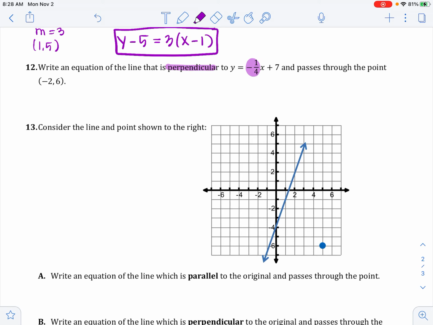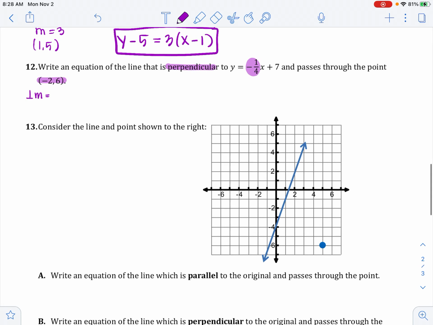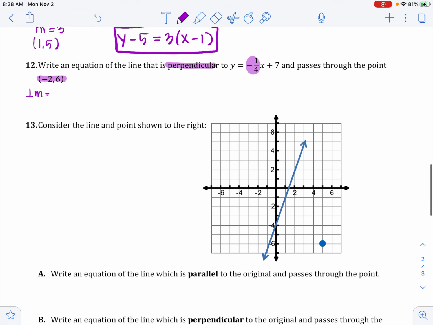Next one, write an equation that is perpendicular to this line. I know the slope is -1/4, passes through this point, -2, 6. So I'm not going to rewrite my point down. It's right there, but I will say that I need a perpendicular slope. So perpendicular slope is the opposite reciprocal. The opposite of a negative number is a positive number. The reciprocal of 1/4 is 4/1, which is just 4.